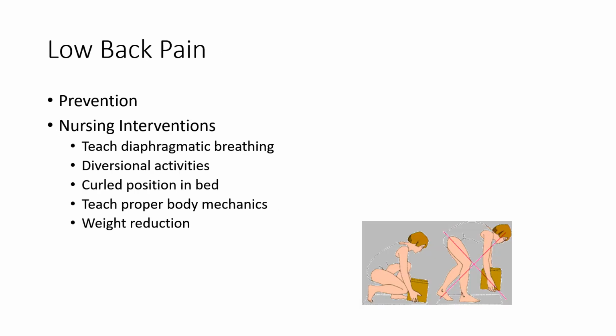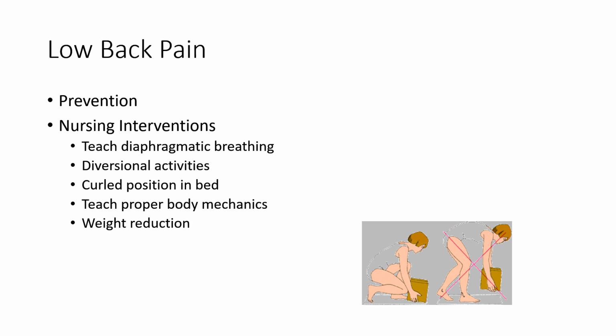Some of the nursing interventions for low back pain are, first, prevention. We want patients to participate in a regular exercise program, which will strengthen their back muscles and help prevent them from having an injury. Some examples of these would be swimming and walking. So prevention is aimed at helping the patient participate in regular exercise.